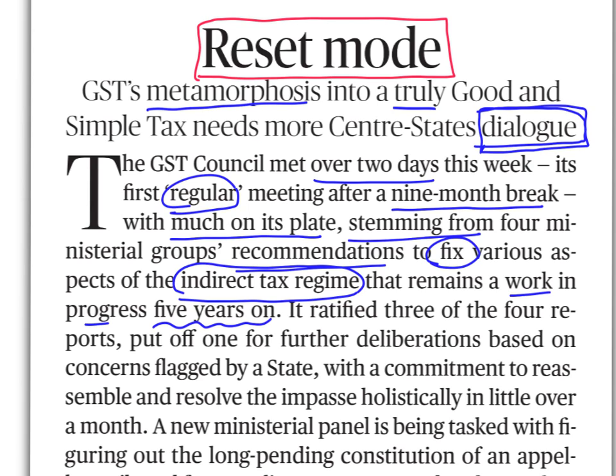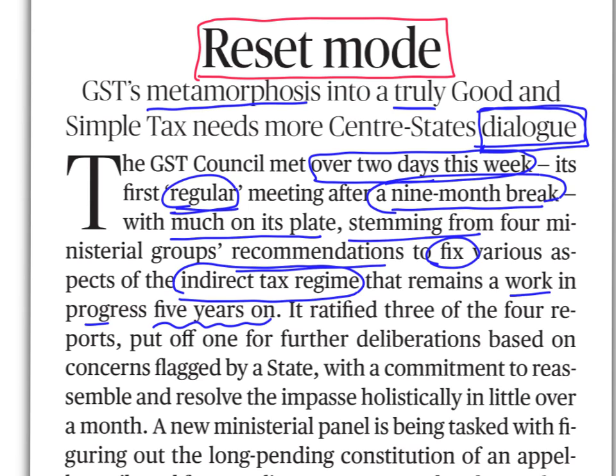It's a beautiful sentence, and whenever there is a keyword, I want you to pay full attention to the keyword. So in this sentence, it says GST Council met over 2 days this week. Simple language, you can easily understand. It's first regular meeting after a 9-month break. You can understand this as well.